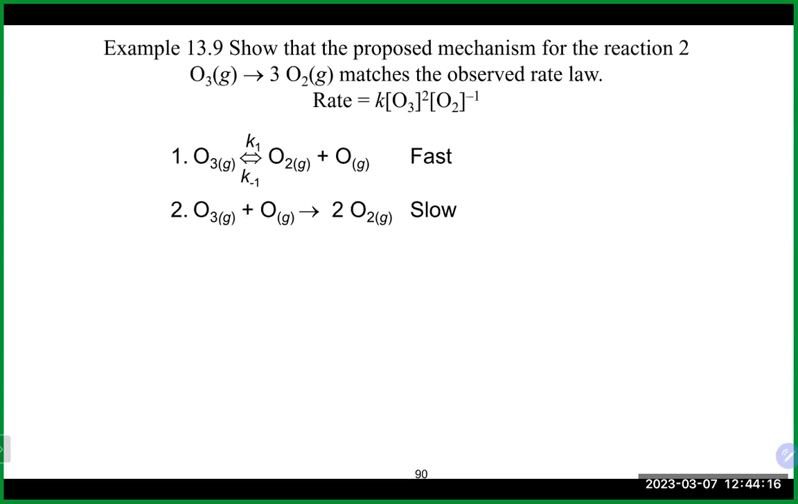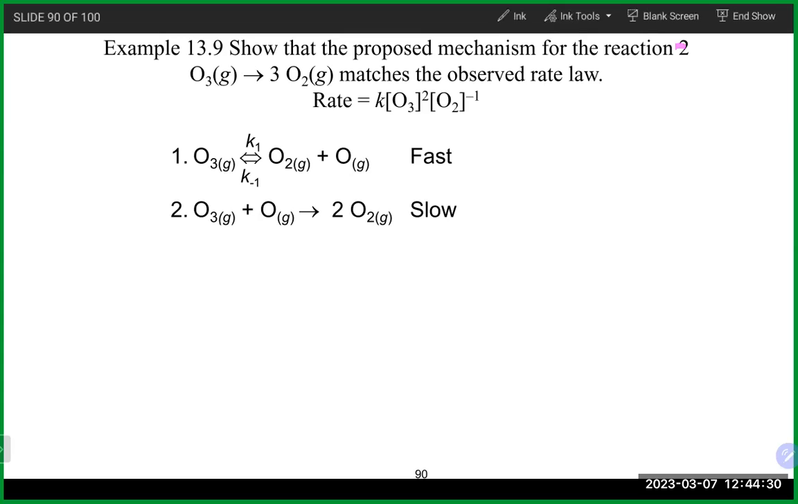All right, well, I did one, so it feels like you should do one now. Same idea here. Is this a good or bad mechanism, basically? Here's the reaction. The 2 is up here, so I'll move it down maybe. We'll put the 2 here.